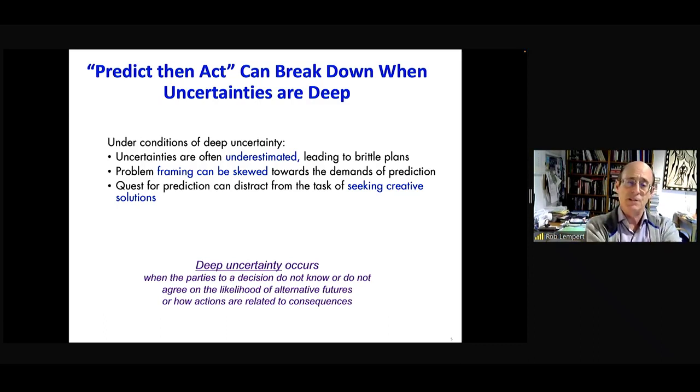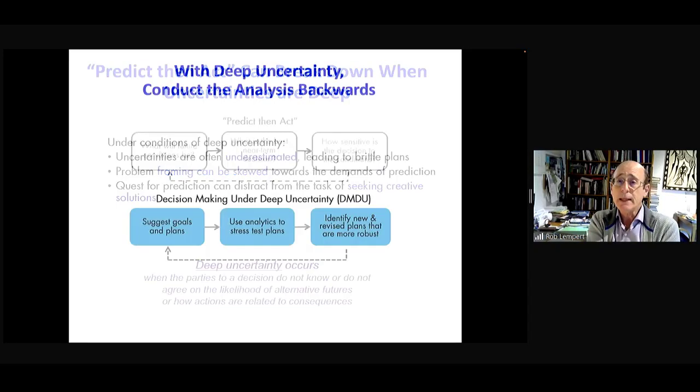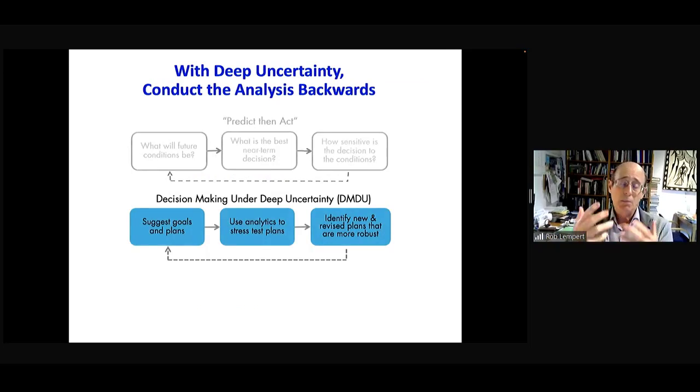Here's the definition of deep uncertainty, where problems can arise. This is pretty consistent with what Linda showed, but basically where the parties to a decision do not know or do not agree on the likelihood of alternative futures or how actions are related to consequences, the system model across the full system. So what do we do?